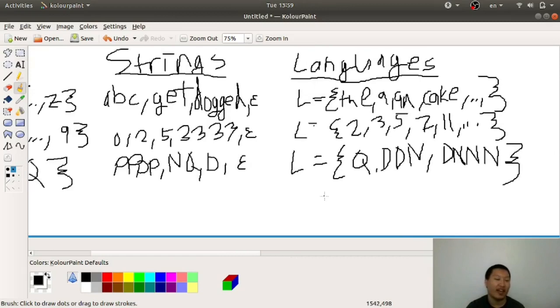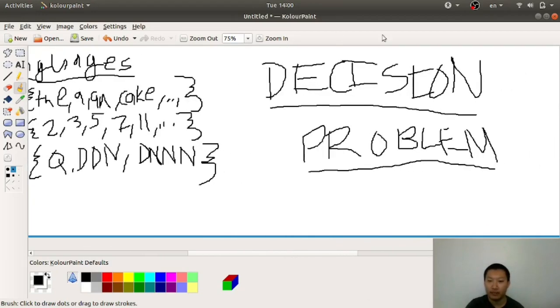So how do we know that ABC is not a word, but get is a word, and dogged is a word, but the empty string is not a word? Well, one algorithm for doing this is simply get out your favorite dictionary, Merriam-Webster or something else, and just flip through it and check if the list of letters that you've been given is in the dictionary. If it is in the dictionary, then it is in the language, and if it's not in the dictionary, it's not in the language. So that's one possible decision procedure for solving this type of decision problem, right?